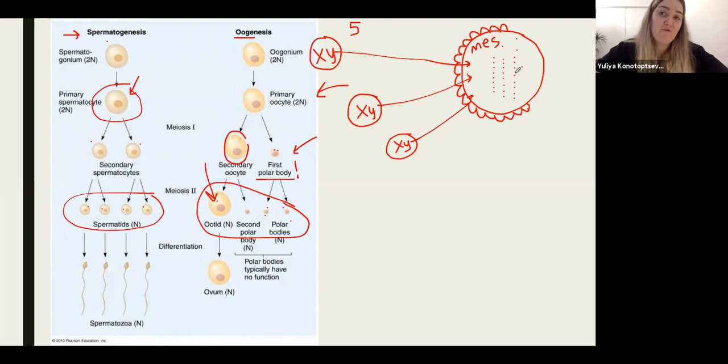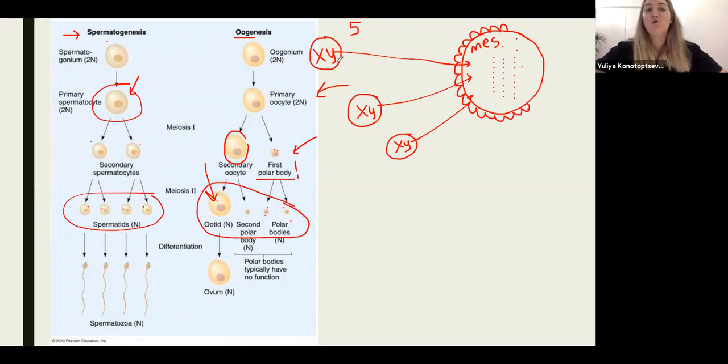These cords have a very easy name. They're called sex cords. So sex cords in males start to appear from the 5th week forward. These sex cords are present in the gonads and they consist of PGCs. These PGCs have XY chromosome.